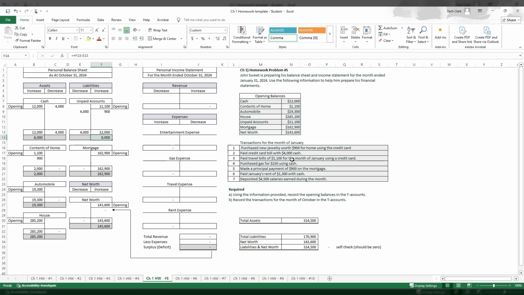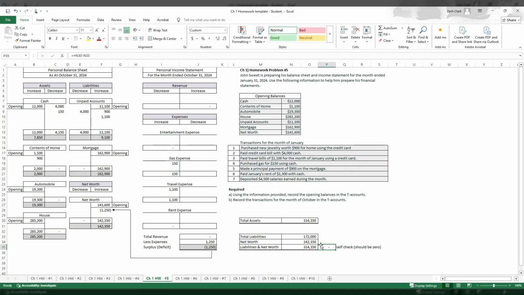Number 3, paid travel bills of $1,100 for the month using the credit card. So now the credit card amount is increasing, and that was travel expense, $1,100, sorry. So on the expenses, we have those increase on the left side of the T account. We purchased gas for $150 using cash in this instance. So cash goes down and our gas expense goes up.